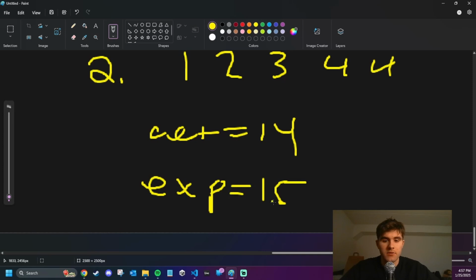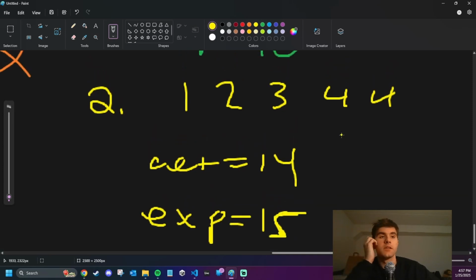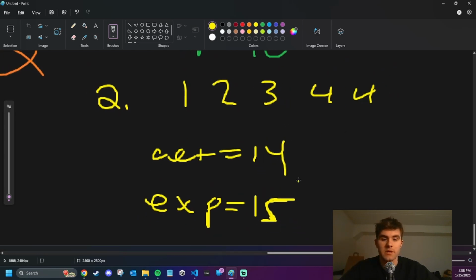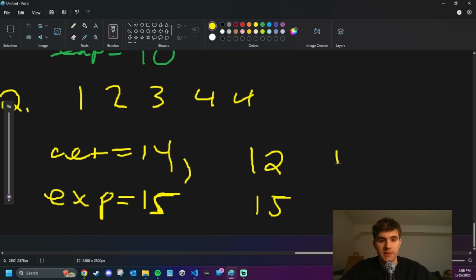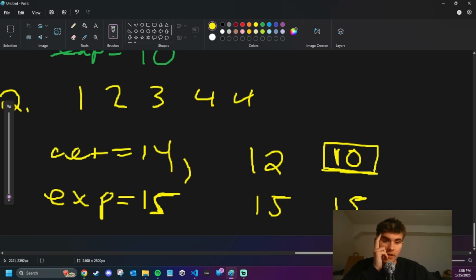And then because you're missing 1, that means that you have 4 instead of 5, right? So if you were missing 3, so if expected's 15 and you have 12, you're missing 3, so that means you have a 2 instead of a 5. If the expected is 10 instead of 15, that means you have a 0 instead of 5, which is not possible.